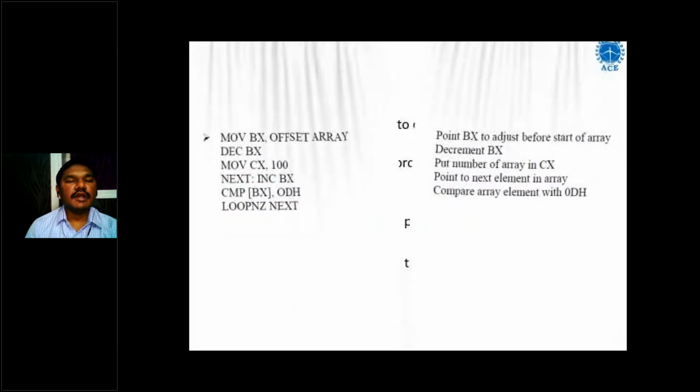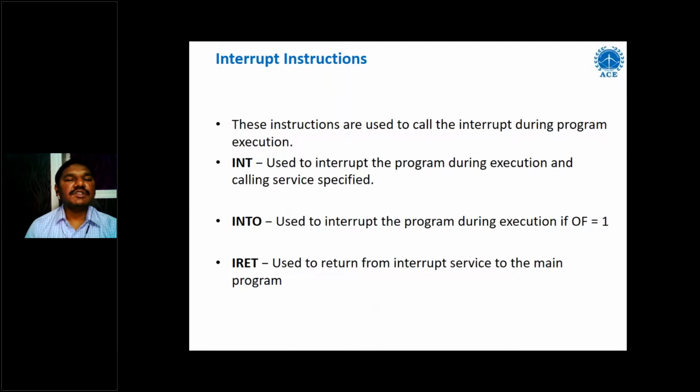For example, here, interrupt instructions. These instructions are used to call an interrupt during program execution. INT is the interrupt instruction. After this INT, you can write 0 to 255 because interrupts are of two types: hardware interrupts and software interrupts. Hardware interrupts are caused by external hardware connected to the CPU, whereas software interrupts are internally generated. That's why software interrupts are represented by using this INT statement or opcode.